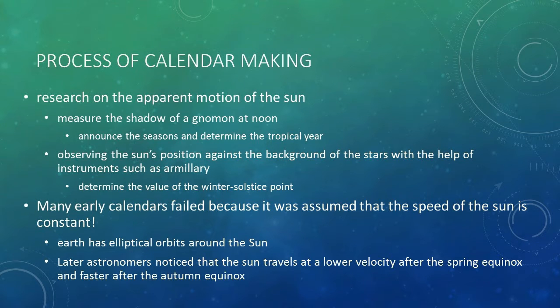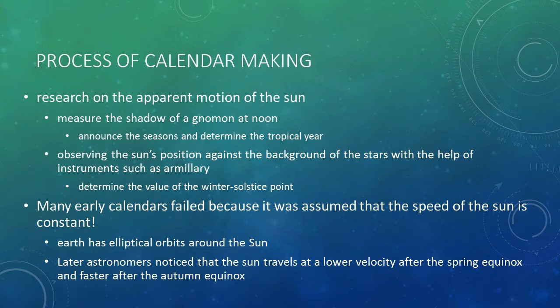So what do you need to know when you are making a calendar? Two very important things. The sun: how fast is the sun moving? You need to know that. And also you need to know the moon's movement, how long it takes for the moon to turn to the next full moon. But we are not going to talk about the moon today. We are going to focus more on the sun.